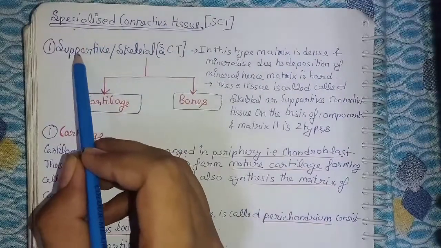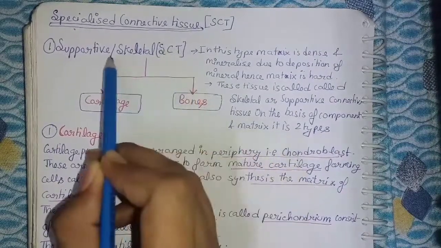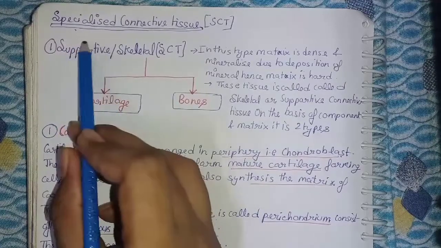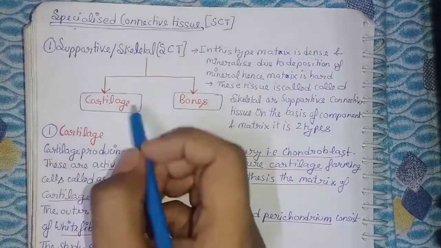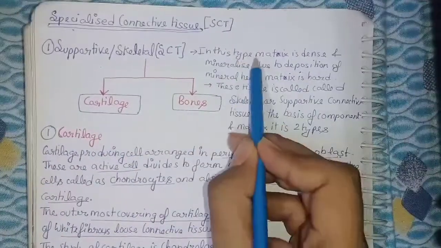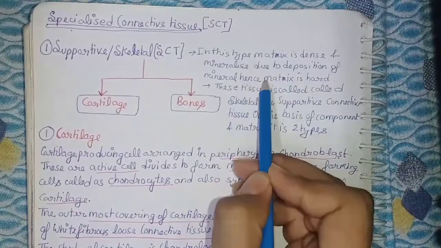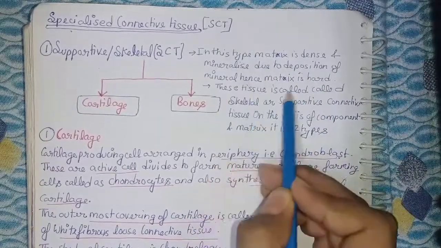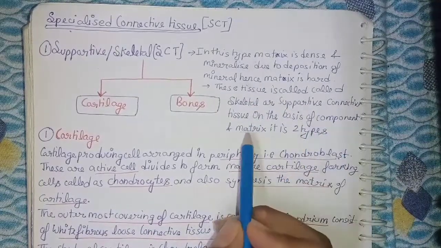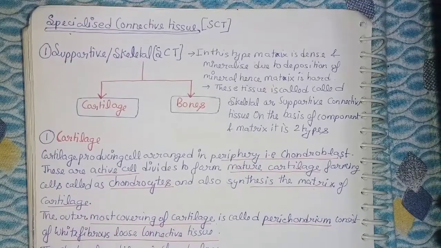The first classification is supportive or skeletal connective tissue. It is called skeletal or supportive because it supports the human body. Skeletal connective tissue consists of cartilage and bones. In this type, the matrix is dense and mineralized due to deposition of minerals, hence the matrix is hard. This tissue is called skeletal or supportive connective tissue on the basis of components and matrix. It is of two types: cartilage and bones.